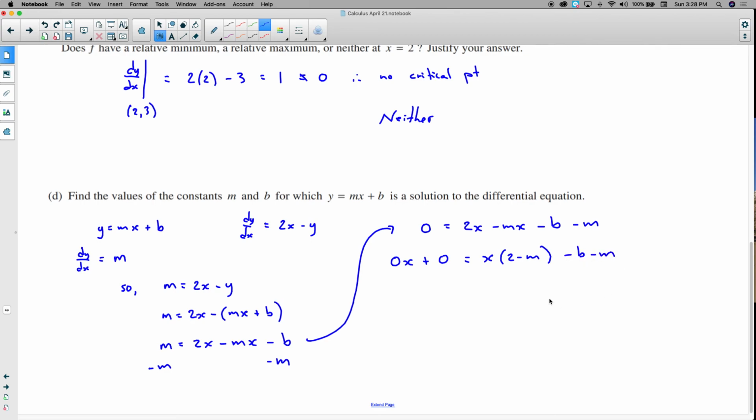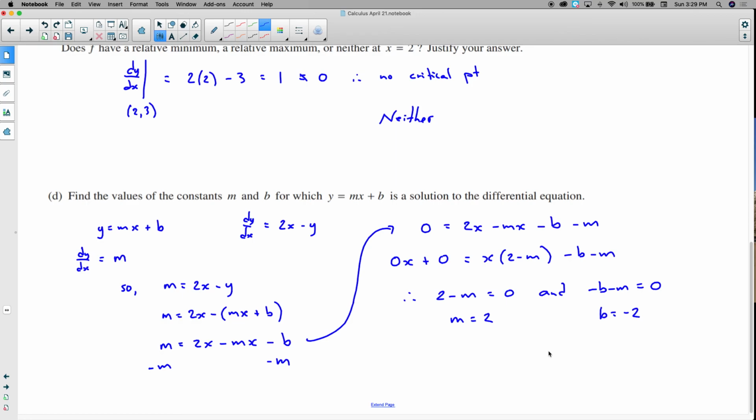But okay, so then when I look at this, I can make the observation that there's two things going on. 2 minus m must be 0, and negative b minus m must be 0. And this is just like a really cool way of solving for m and b. I now know that m is 2 over here, and if m is 2, then b is -2. And that answers the question.